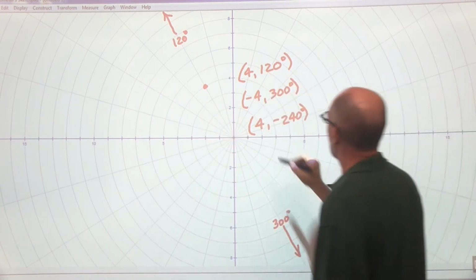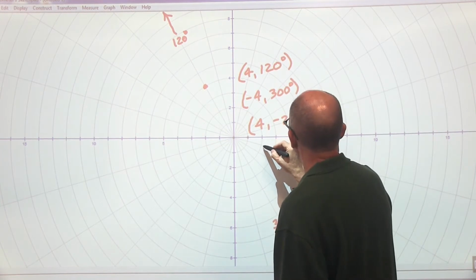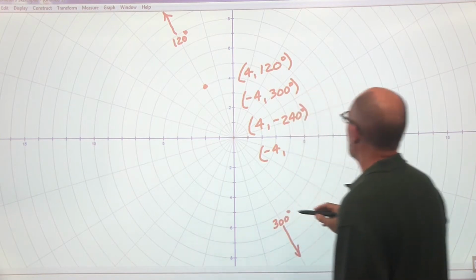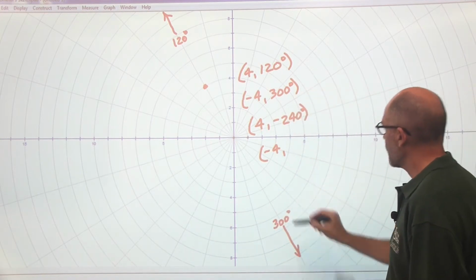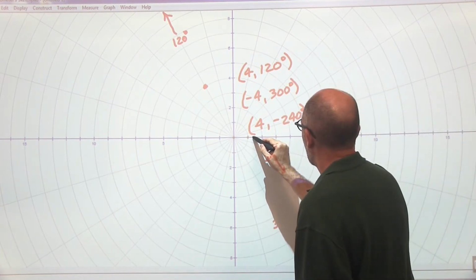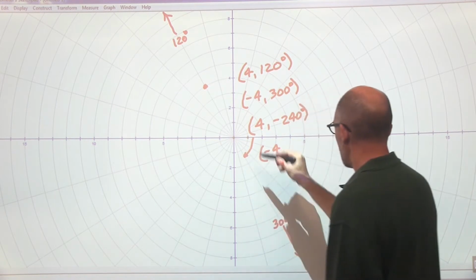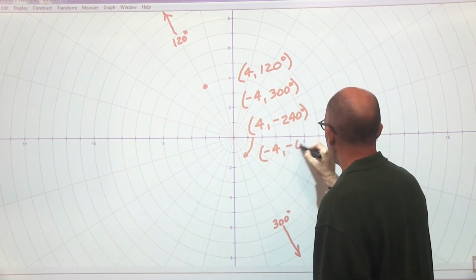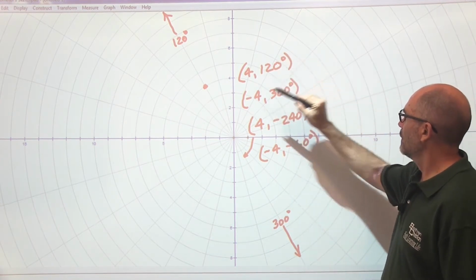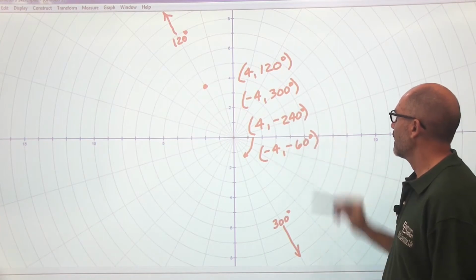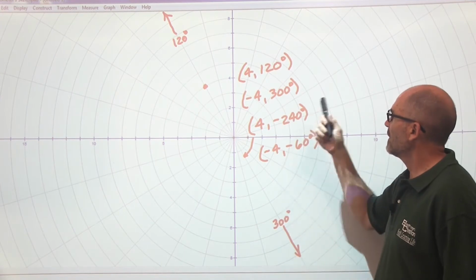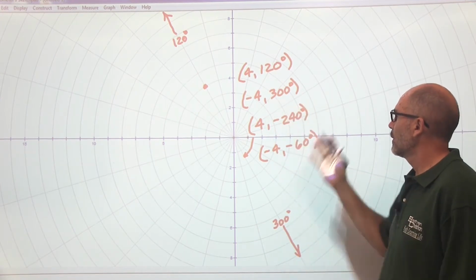the last thing we want is negative 4 at a negative angle. So basically we need to name the 300 degree angle as a negative. Well, that's just going to go down like this. Well, how far did we have to go? 60 degrees in the negative direction. So there it is. Positive, positive, negative, positive, positive, negative, negative, negative. All right, that's our first game here, is naming points 4 different ways.